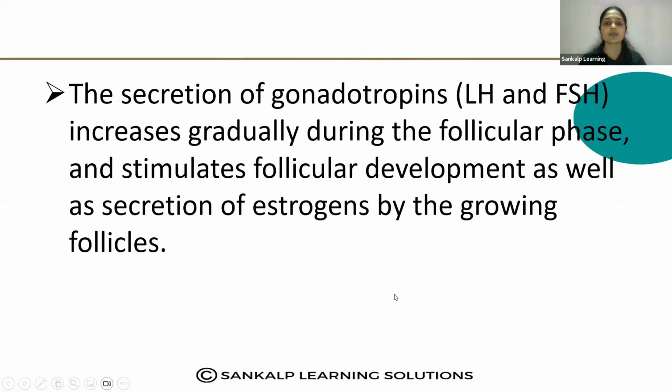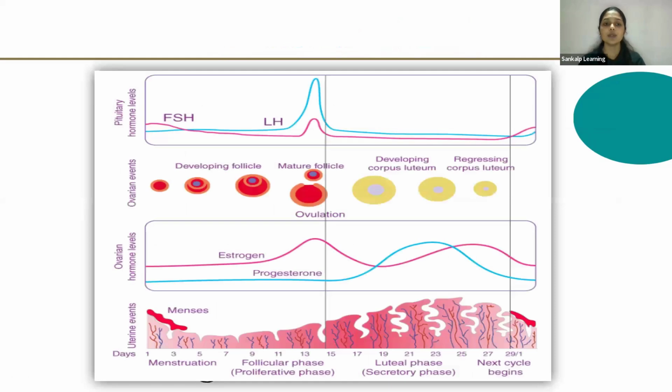Okay, so in this diagram you can see the hormonal changes, the ovarian changes as well as the uterine changes. We can notice the uterine events, ovarian hormone events, ovarian events, and the pituitary hormone level. During the menses, during menstruation up to 5 days, the FSH and LH are at a low level, and the estrogen and progesterone are also at their lower level.